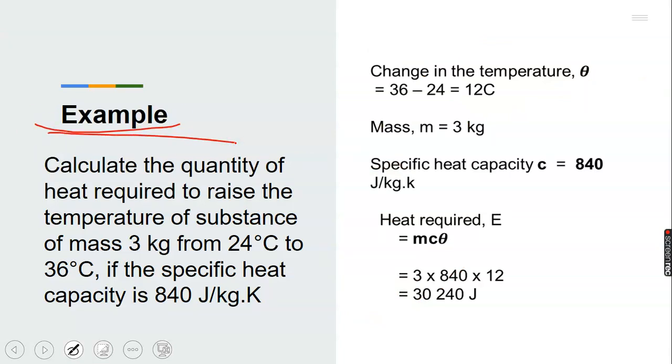Calculate the quantity of heat required to raise the temperature of a substance of mass 3 kg from 24 degrees Celsius to 36 degrees Celsius, if the specific heat capacity is 840 joules per kilogram Kelvin. This simply means the nature of the material of that substance.